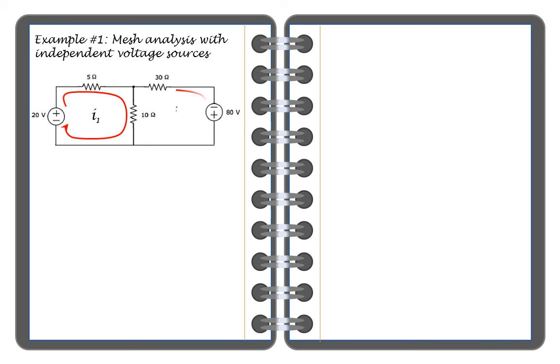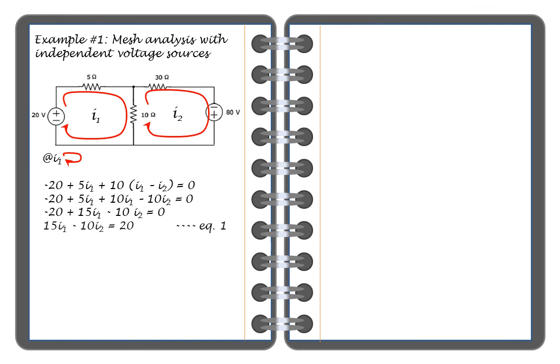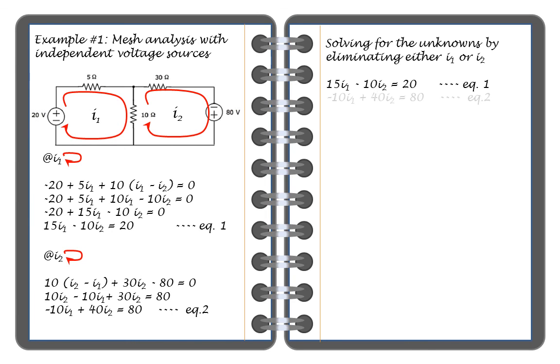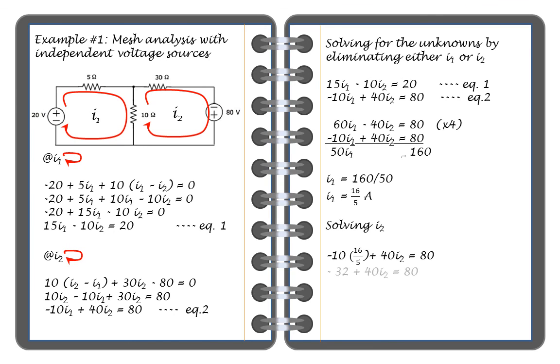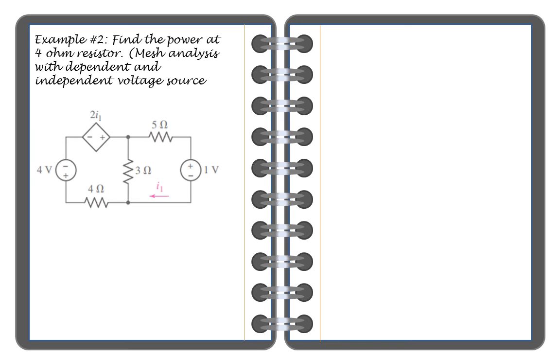What you can see, the first thing to do is ensure that the circuit is planar. Since we don't have overlapping wires, this is a planar circuit. The next step is to create a mesh. In example number 2, the problem is to find the power at the 4 ohm resistor. This is a mesh analysis with dependent and independent sources.